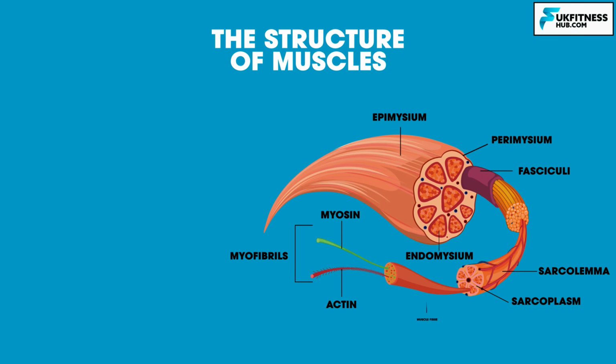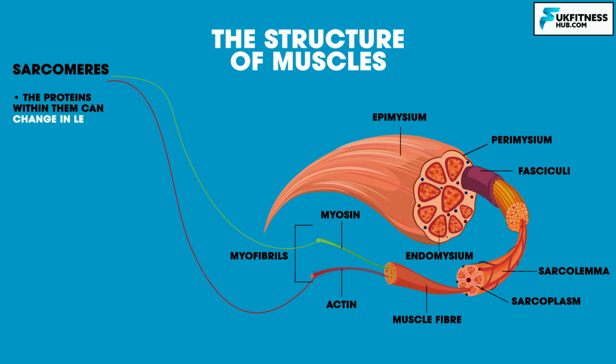These run the length of the muscle fibre and are vital in muscle contraction, as well as the sarcoplasmic reticulum, which surrounds the myofibril. Each myofibril can be broken down into functional repeating segments called sarcomeres. Sarcomeres are highly stereotyped and repeated throughout muscle cells, and the proteins within them can change in length, which causes the overall length of the muscle to change.